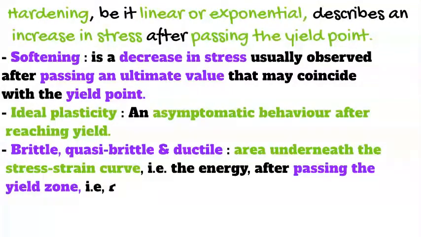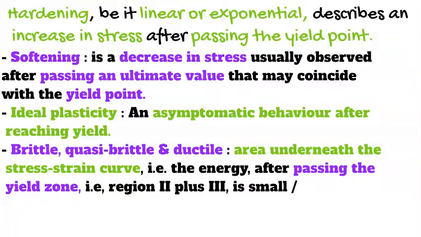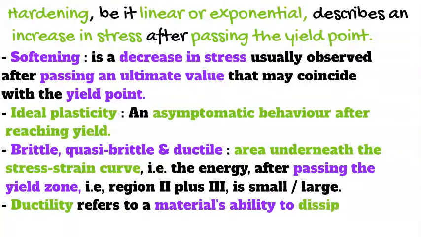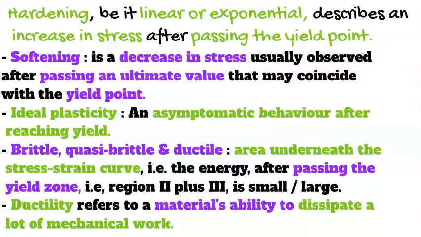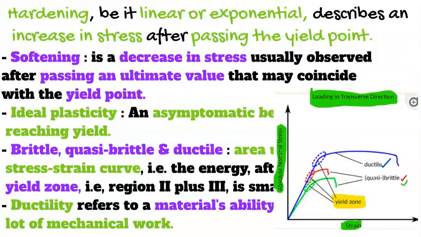Brittle, quasi-brittle, and ductile are descriptions of whether the area underneath the stress-strain curve, that is, the energy after passing the yield zone, region 2 plus region 3, is small or large respectively. Ductility refers to a material's ability to dissipate a lot of mechanical work and is the opposite of brittleness.